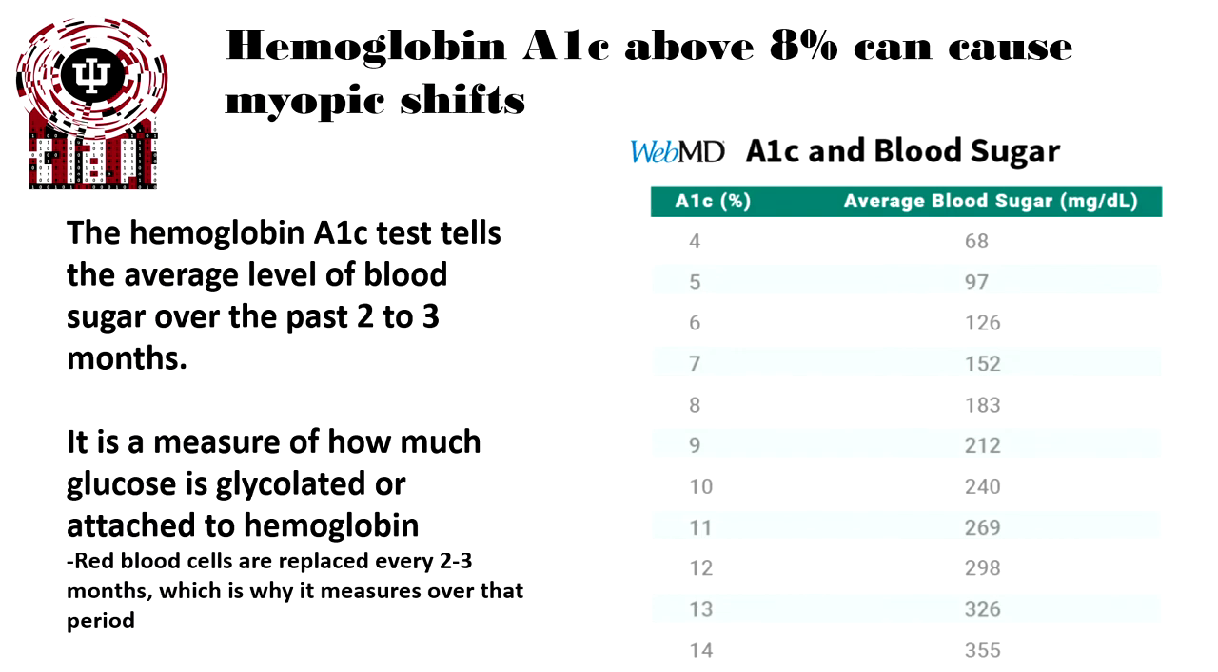Now, we use hemoglobin A1C to diagnose diabetes. What hemoglobin A1C tests is the average level of blood sugar over the past 2 to 3 months, or more of a chronic measure of how much sugar is in the blood. The hemoglobin A1C is a measure of how much glucose or sugar is glycosylated or attached to hemoglobin. Because our red blood cells are replaced every 2 to 3 months, that's why this is a measurement over time; as the red blood cells die, they go away.